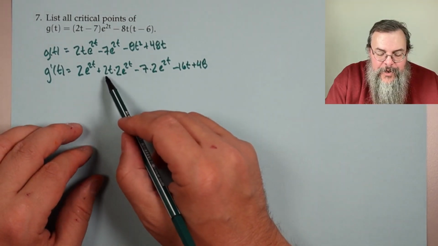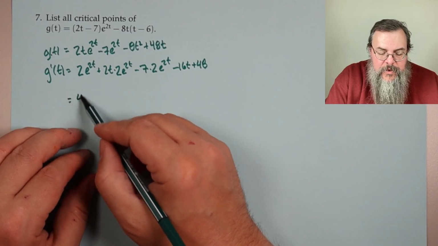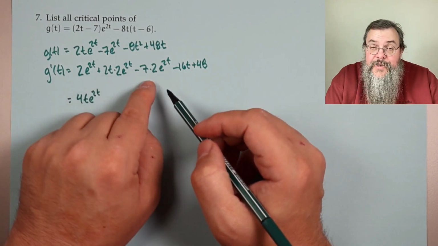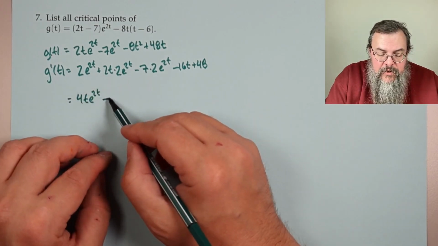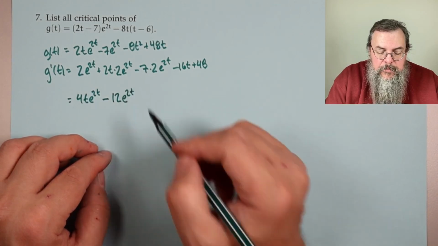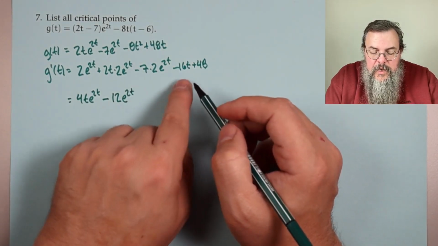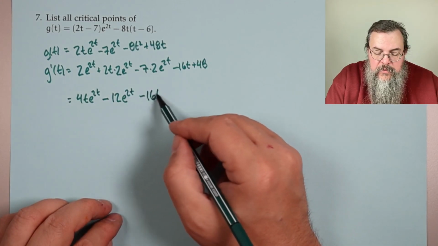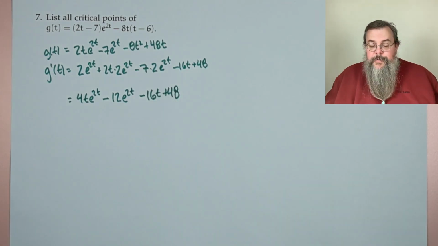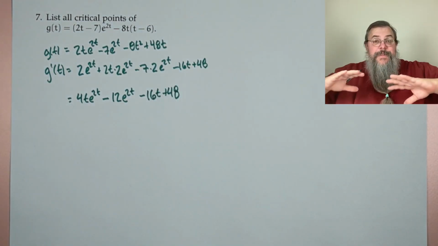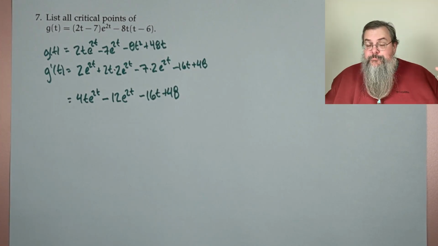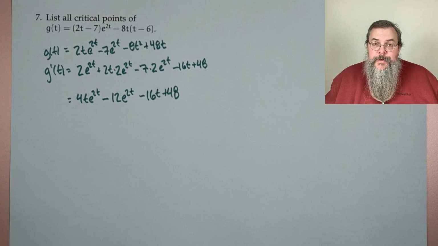All right, so 4t e to the 2t. So let's start with that, 4t e to the 2t. Now here we have 2 minus 14. So that makes a minus 12 e to the 2t. And on the other hand, we have minus 16t and plus 48. Now, there we go. There's our derivative. Now, never undefined. All these are perfectly fine pieces. No border, no boundary. Great, beautiful.